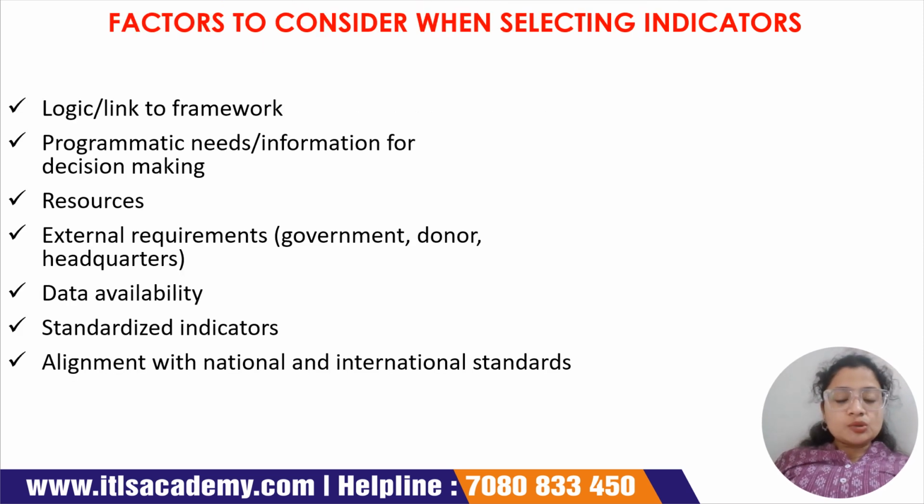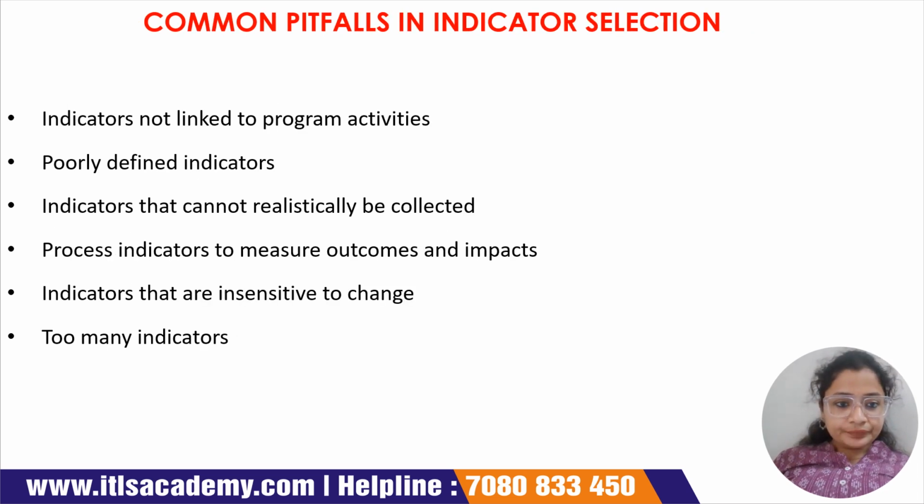Okay, now we need to consider some factors when we are selecting indicators. Okay, so first is logic or link to framework. Second is programmatic needs or information for decision making. Third is resources. Fourth is external requirements like government, donor, headquarters, etc. Next is data availability. Next is standardized indicators. And last is alignment with national and international standards.